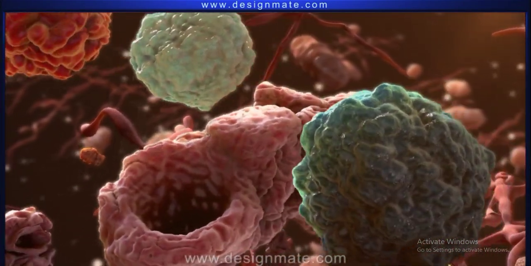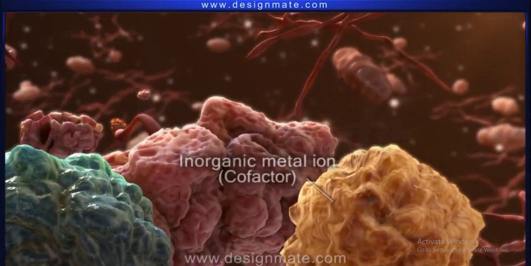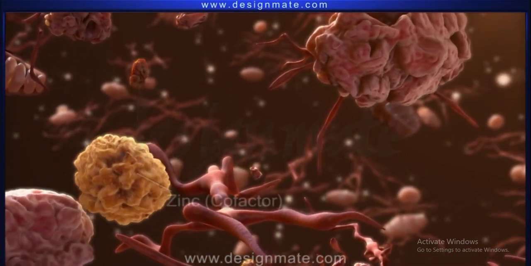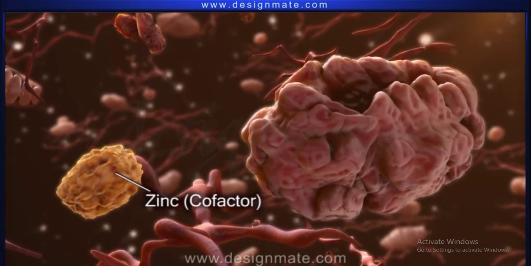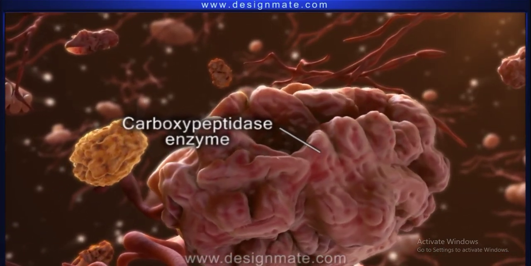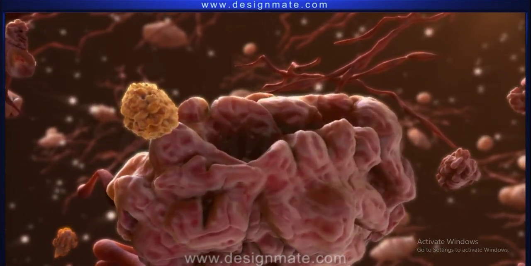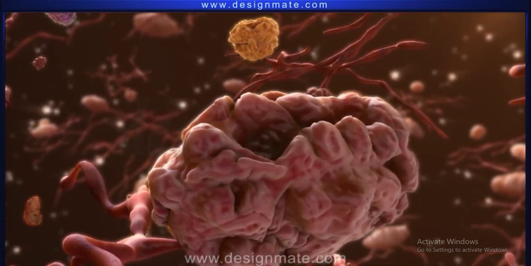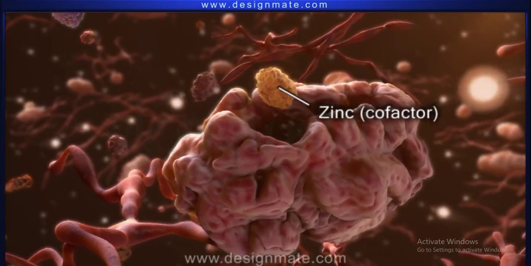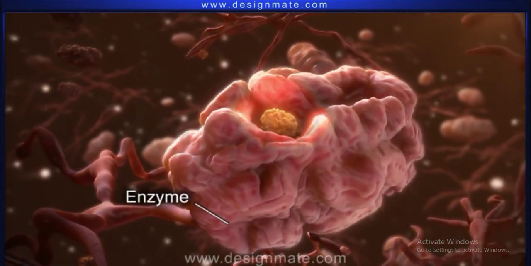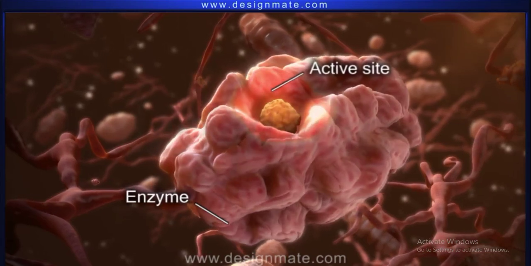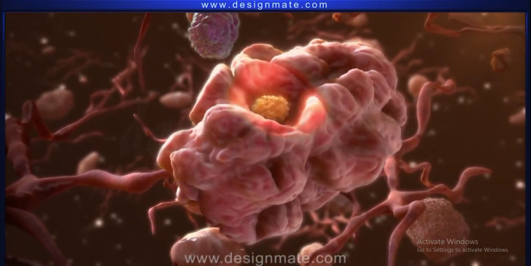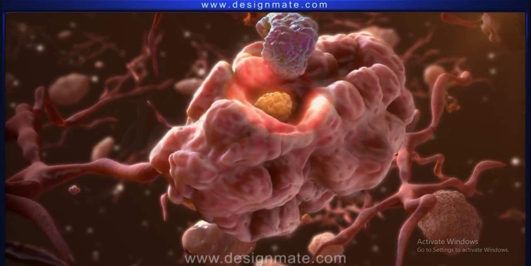Let us draw our attention towards the role of inorganic metal ions, which also act as cofactors. Taking zinc as a cofactor for carboxypeptidase enzyme molecule, let us study its role in enzyme activation. Zinc ion is attached tightly to the enzyme, forming a part of the active site. Such metal ions which are bound tightly or covalently to the enzyme are known as the prosthetic group.